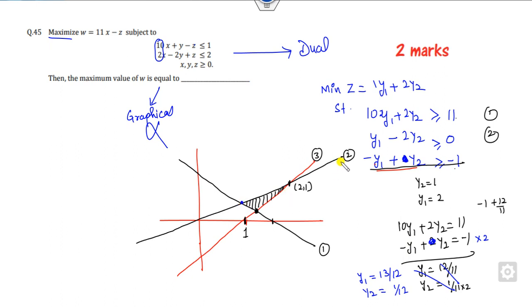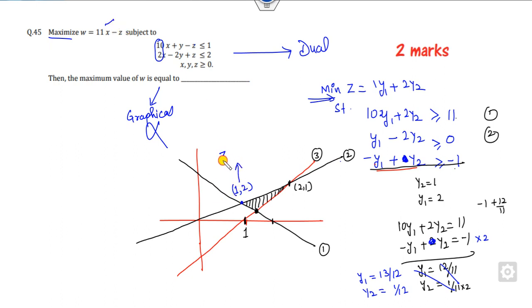This is equation number 2 and equation number 1. You can solve them easily. You can add them. What will happen if you add them? This will be cancelled out. So the coordinate of y1 is 1 and it is my 2. Now the optimal value of this and the optimal value of this are the same. You can substitute the value.